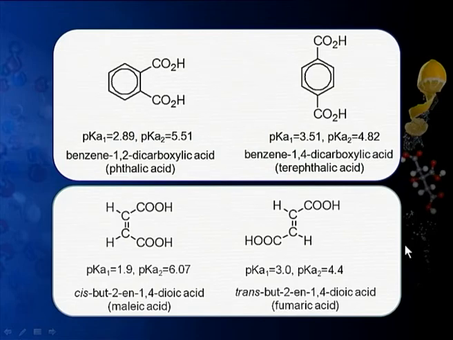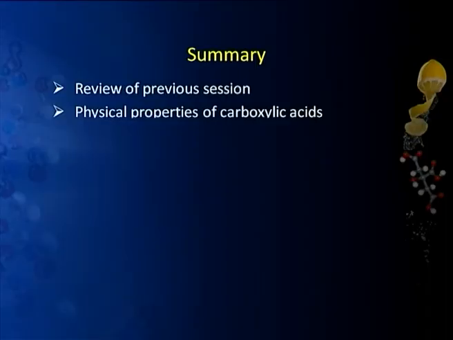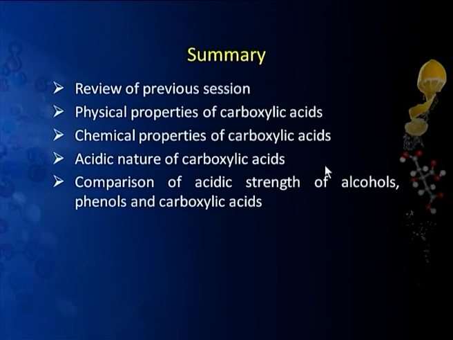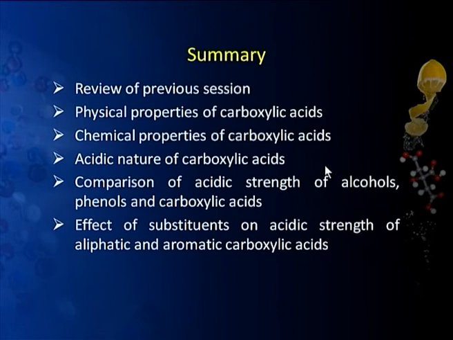So, this was about the properties of carboxylic acid we discussed today. Mainly we discussed the dissociation of the OH bond which leads to the acidic character. Today we discussed physical properties of carboxylic acid, then chemical properties of carboxylic acid, and then the acidic nature of carboxylic acid. We compared the acidic strength of alcohol, phenol and carboxylic acids. Then we discussed the effect of substituent on the acid strength of aliphatic as well as aromatic carboxylic acids.